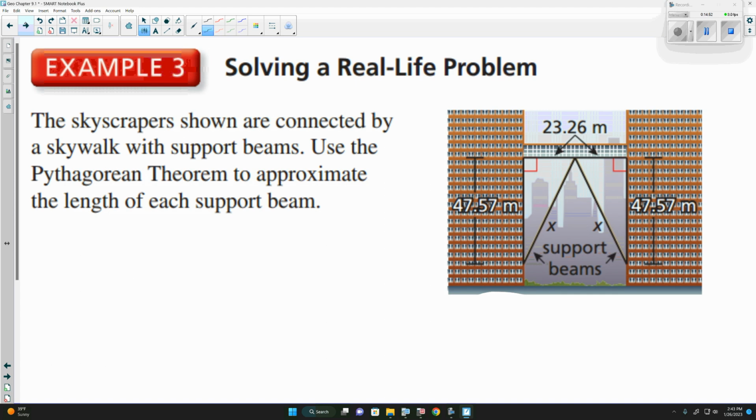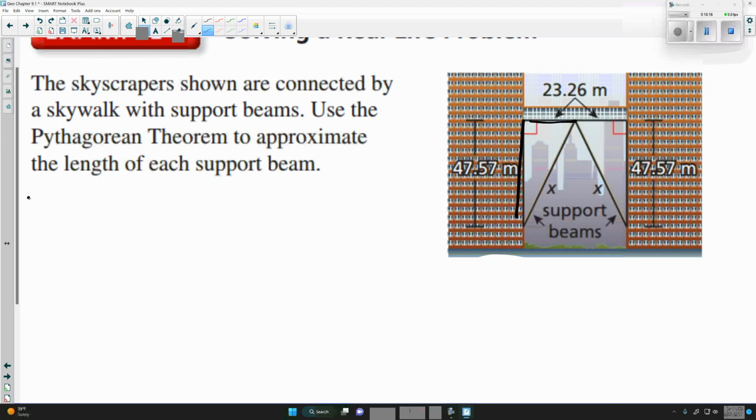Example 3, let's look at it. The skyscrapers shown are connected by a skywalk with support beams. Use the Pythagorean triple to approximate the length of each support beam. So we know that this is 23.26 meters. This is 47.57 meters, and we want to find the length of the hypotenuse.